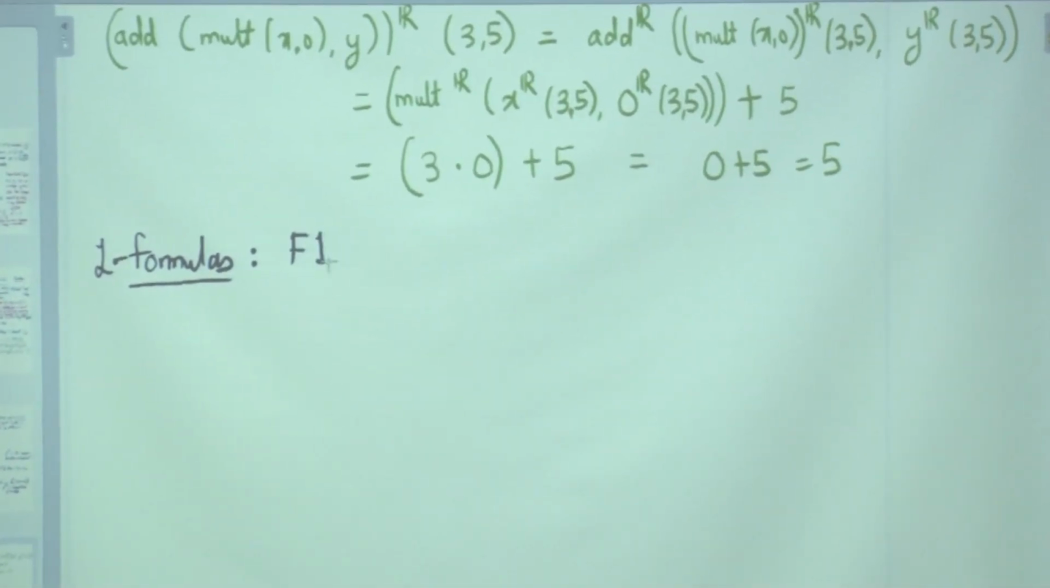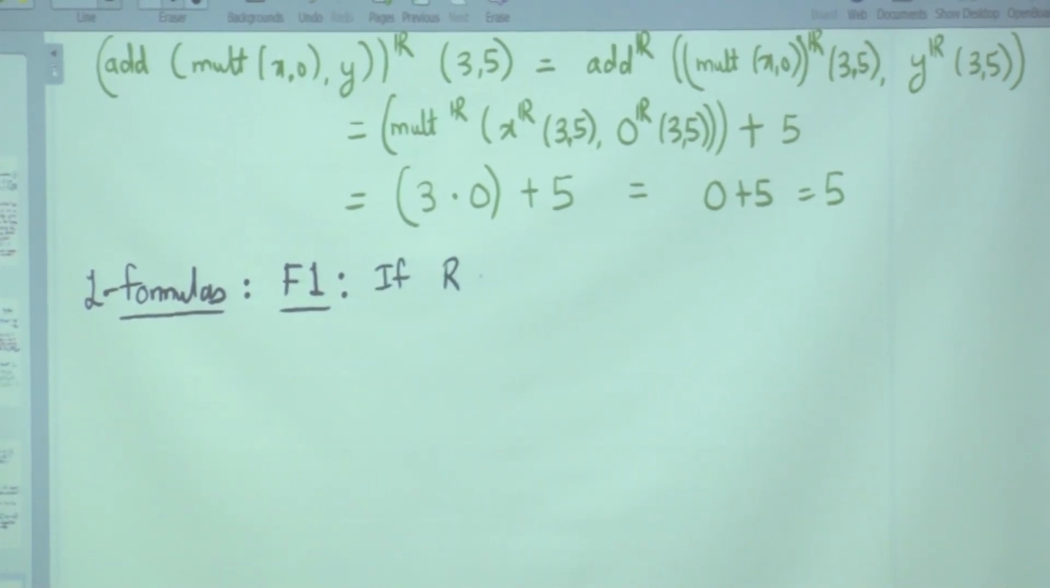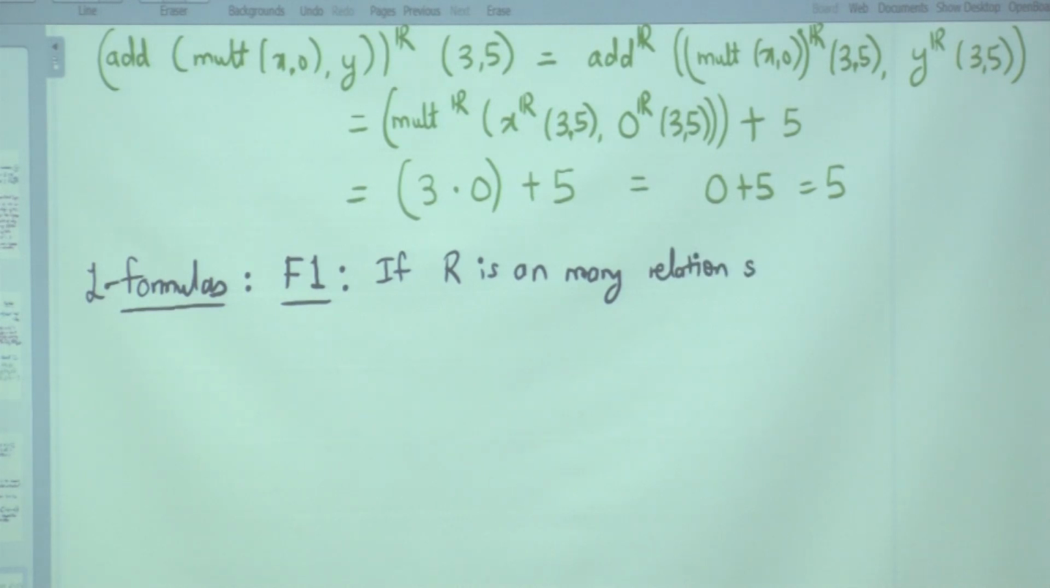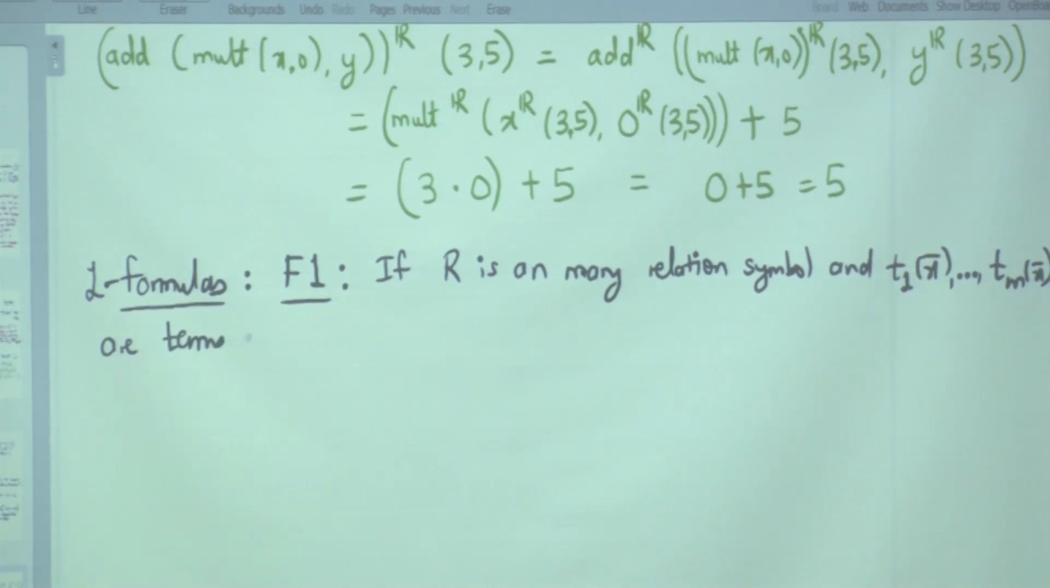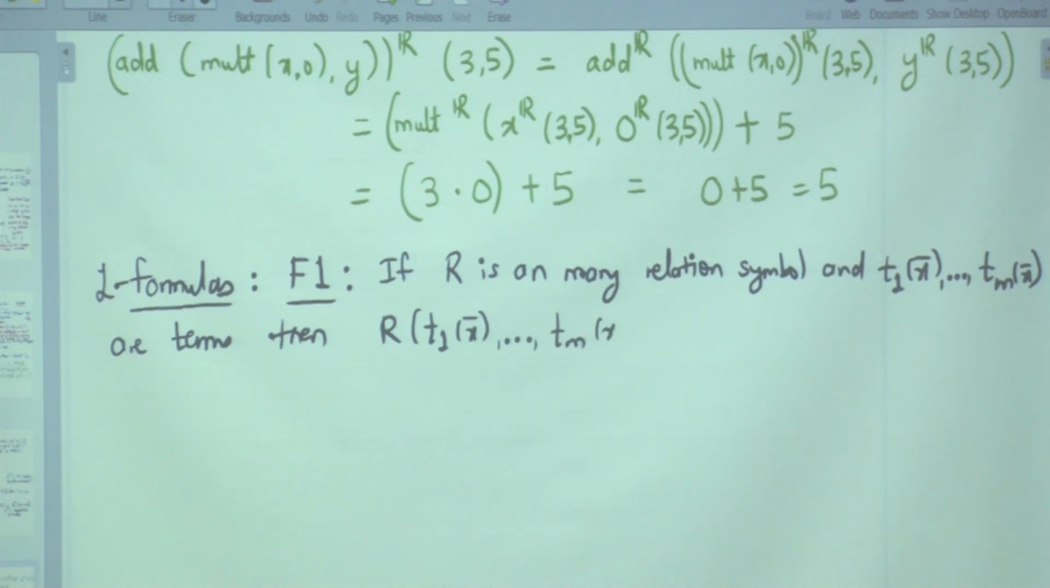So I am going to say F1: if R is an m-ary relation symbol, and T1(x bar), T2(x bar) up to Tm(x bar) are terms, then R of T1(x bar) up to Tm(x bar) is a formula.